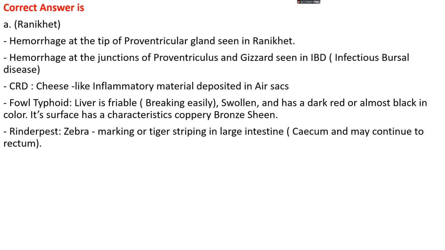In case of CRD, cheese-like inflammatory material is deposited in the air sac. And if we see fowl typhoid, then we find that the liver is friable and swollen and has a dark red or almost black color, and its surface has a characteristic coppery bronze stain. And if we see rinderpest, zebra marking or tiger striping is seen in the large intestine, especially the caecum, and sometimes continues up to the rectum.